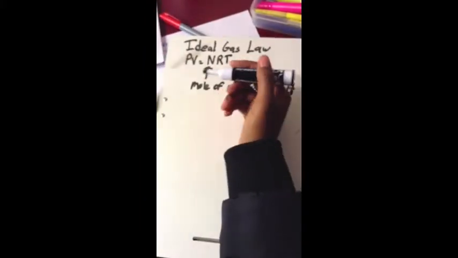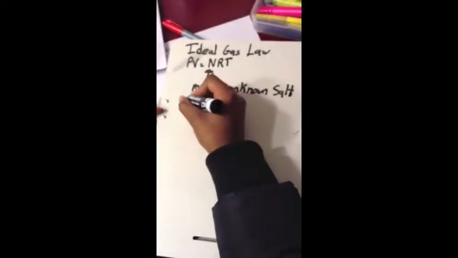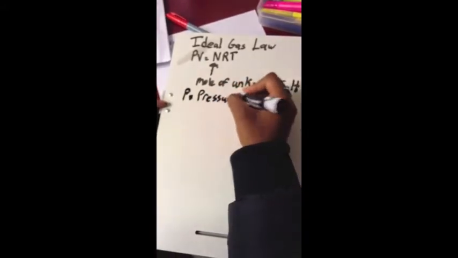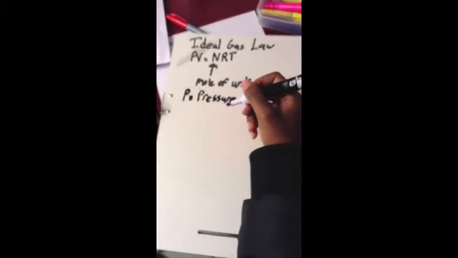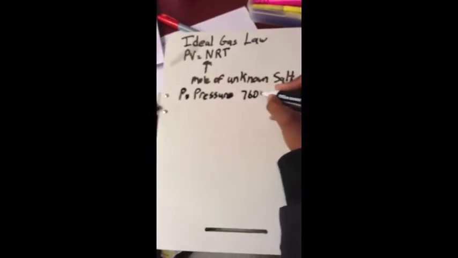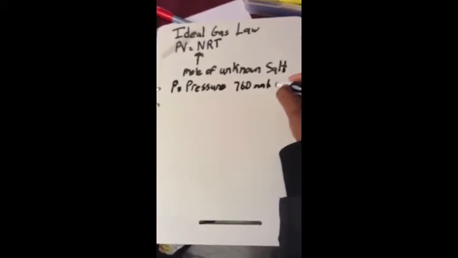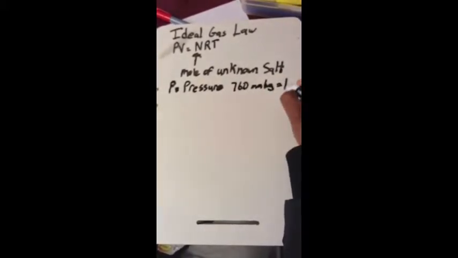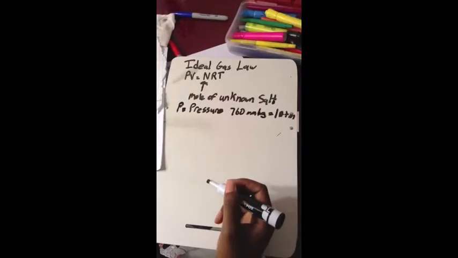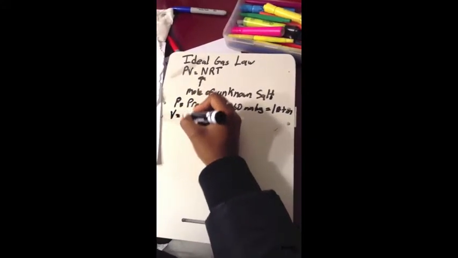First, let's start by figuring out what each of these variables means. P is pressure. Our pressure in our experiment will be 760 mmHg, which is 1 atm. The next variable is volume, which is V.